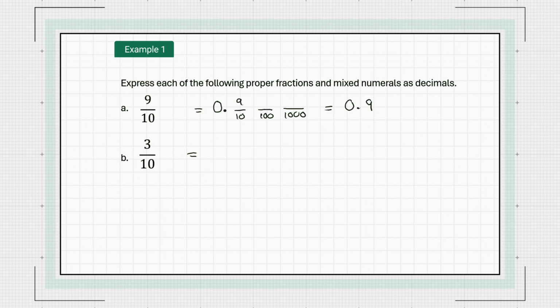For the second one, we have 3/10. It's less than 1, so we put 0 and then a decimal point. And we know that the first decimal place is out of 10, so it's 0.3.